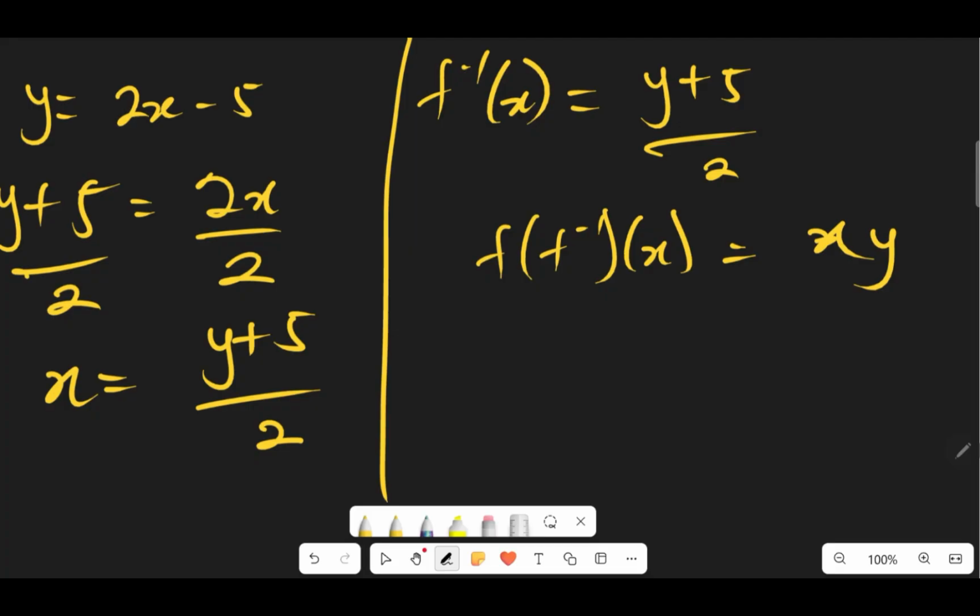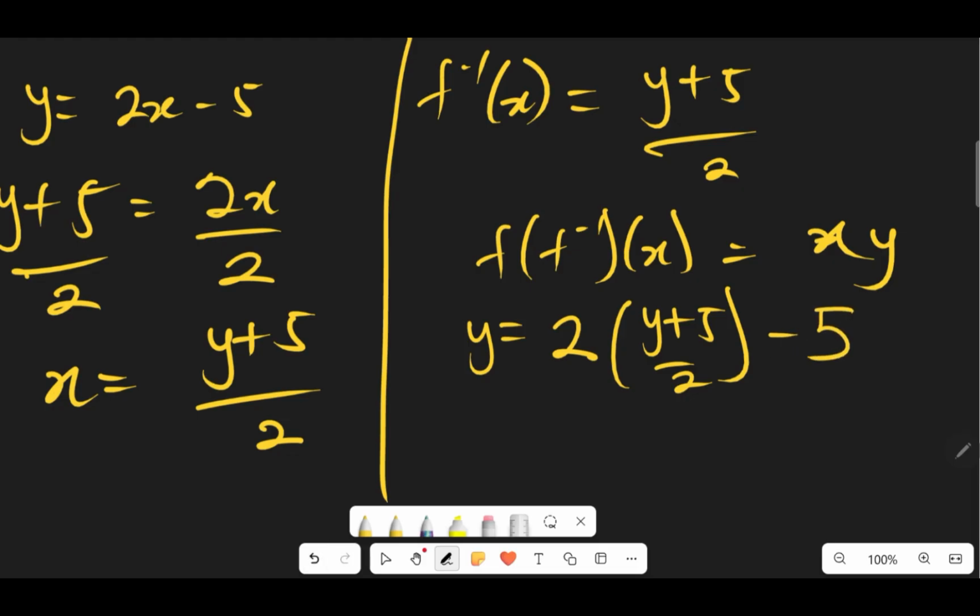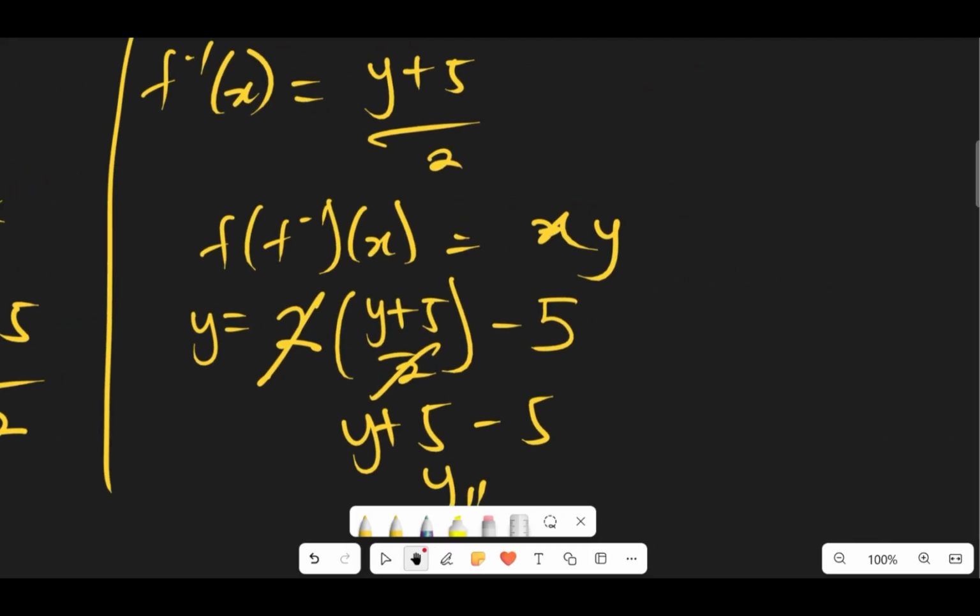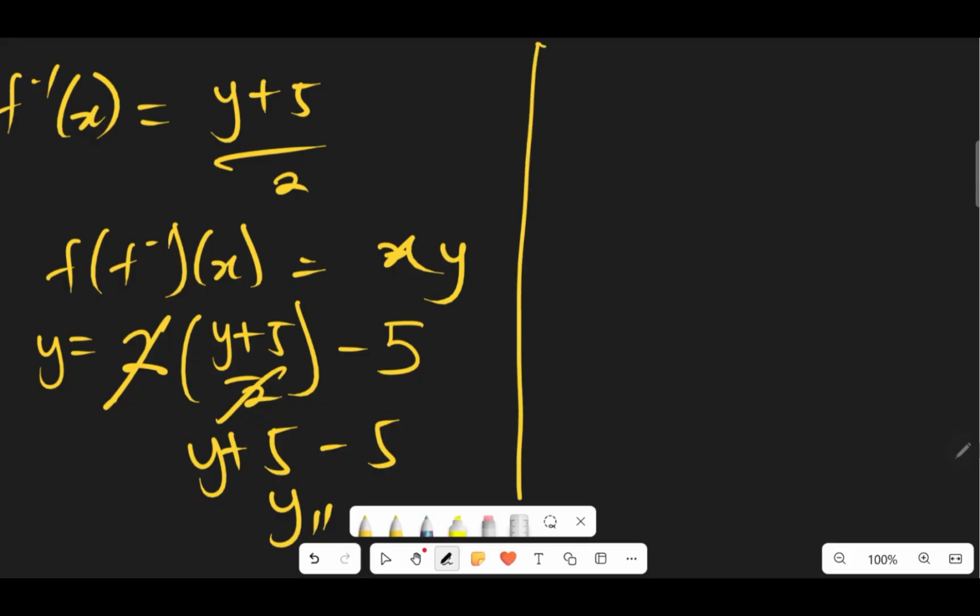So what I'm going to do is that we have y being equal to 2, then I put in y plus 5 all over 2, minus 5. Then we move ahead, and this will cancel. Then we are going to get y plus 5 minus 5, and our answer is y. As simple as that. So we are coming back to get y, which means that our inverse is correct. Now let's look at domain.